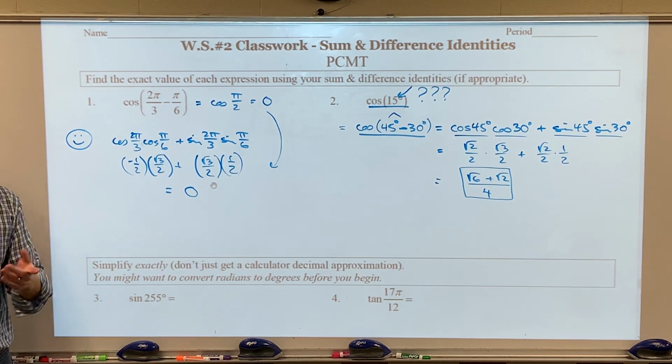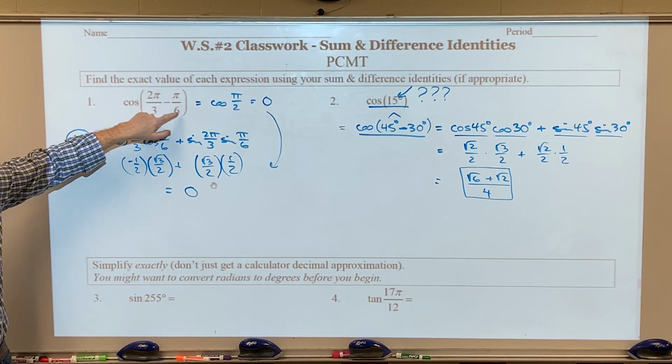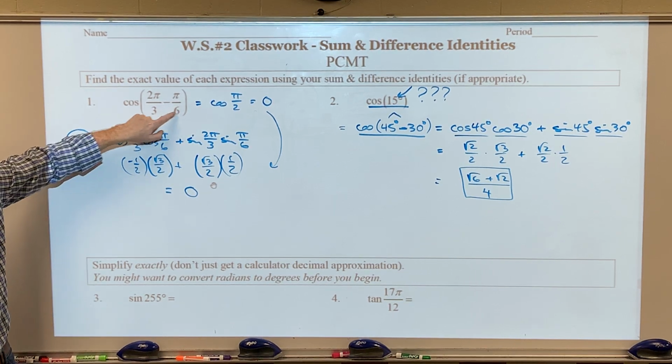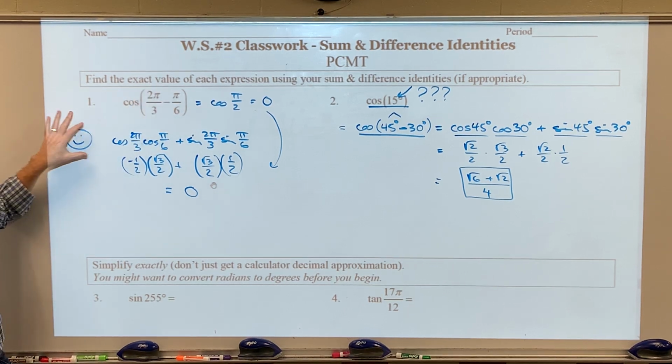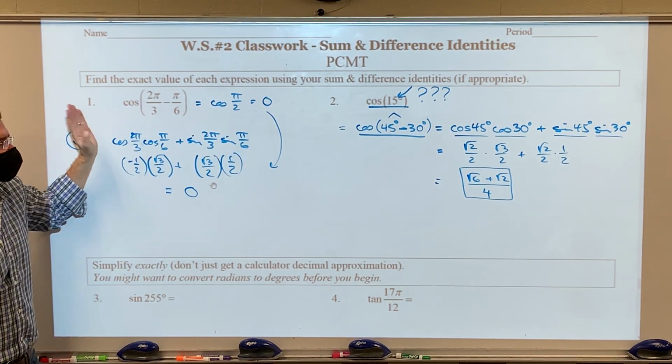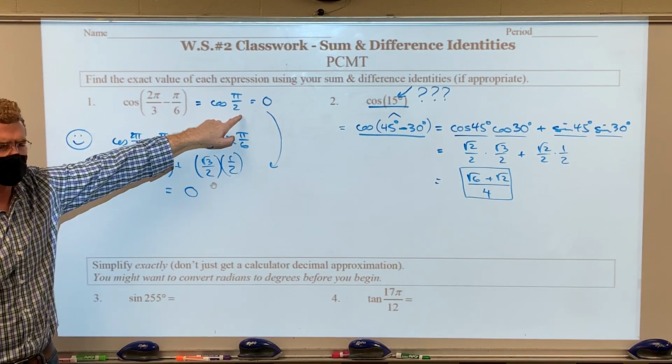So the key is, if you ever have two angles that you recognize from the unit circle, you can rewrite this as that expression. It's not always going to be a good idea, guys, to add or subtract these.